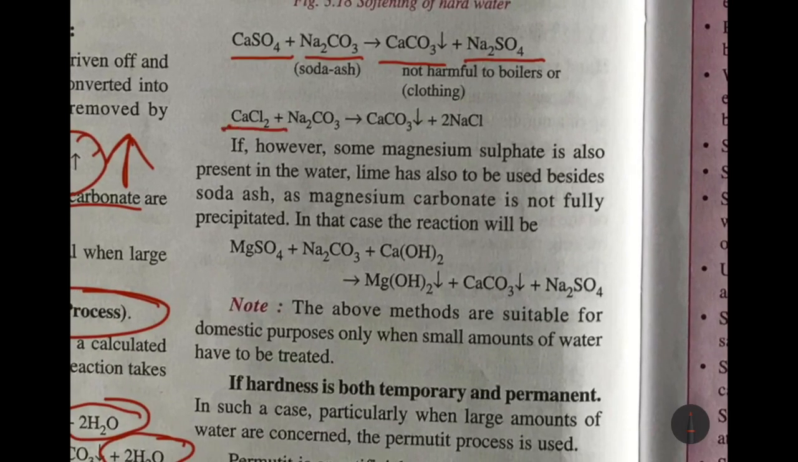Similarly, if calcium chloride is dissolved, then that water is permanently hard. So again, when you add sodium carbonate, calcium carbonate will settle down and sodium chloride will be left behind, so the water will become soft.